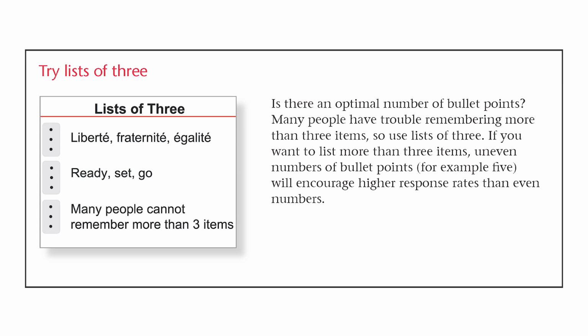Try lists of 3. Is there an optimal number of bullet points? Many people have trouble remembering more than 3 items, so use lists of 3. If you want to list more than 3 items, an uneven number of bullet points, for example 5, 7, 9, will encourage higher response rates than even numbers.